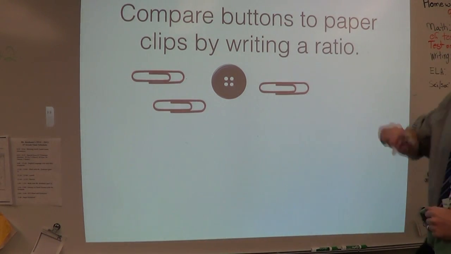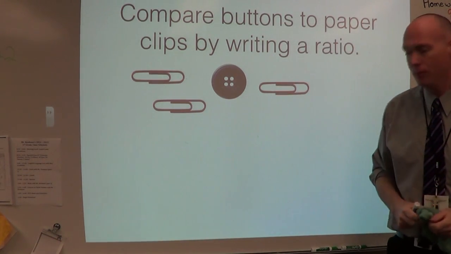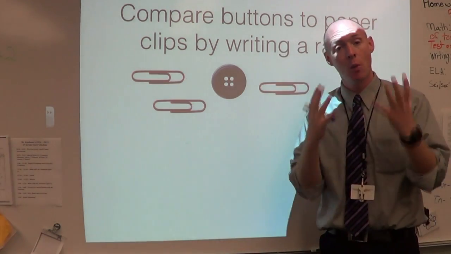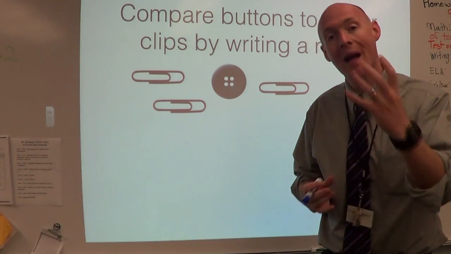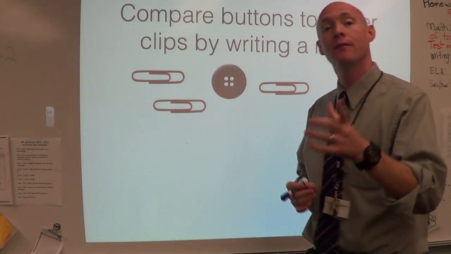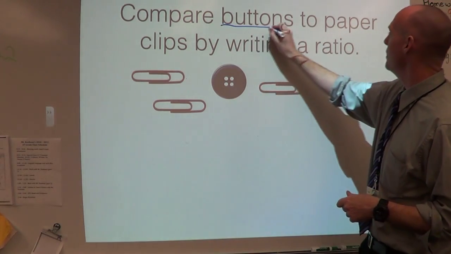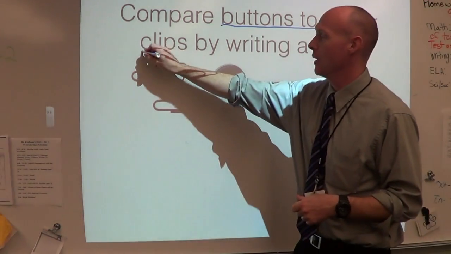Compare buttons to paper clips by writing a ratio. All right. So here I see 3 paper clips and 1 button. When we're dealing with ratios, we're going to compare quantities of 2 different things. So the first thing I want to do is look at what we're comparing. We're going to compare buttons to paper clips.